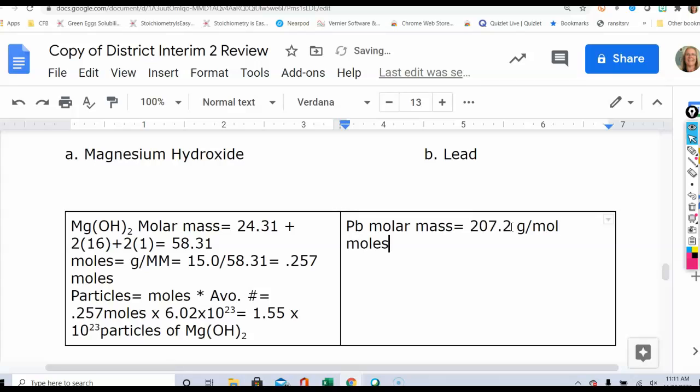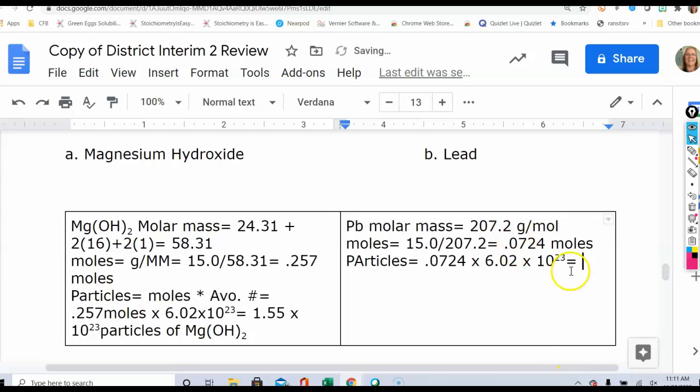And then I'm going to calculate moles by doing grams, 15.0 divided by 207.2. So my number of moles comes out to 0.0724 moles. And then I'm going to calculate particles by taking my 0.0724 moles and multiplying it by Avogadro's number. And that should give me my number of particles.